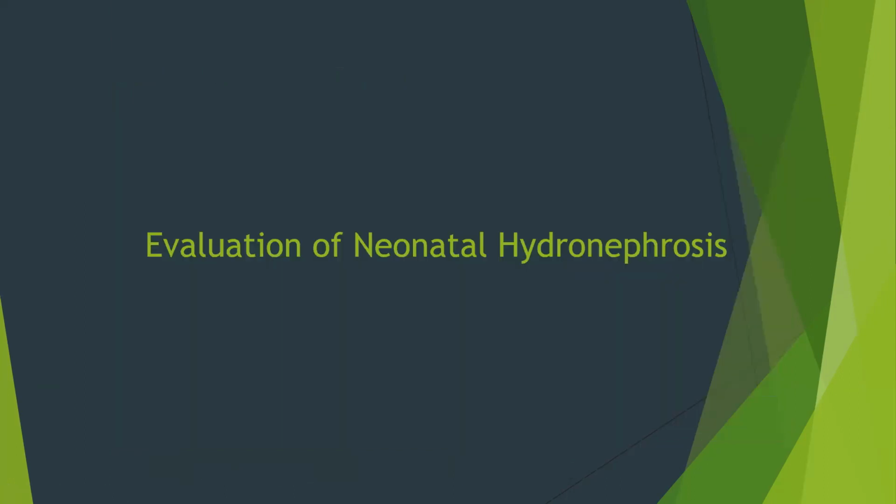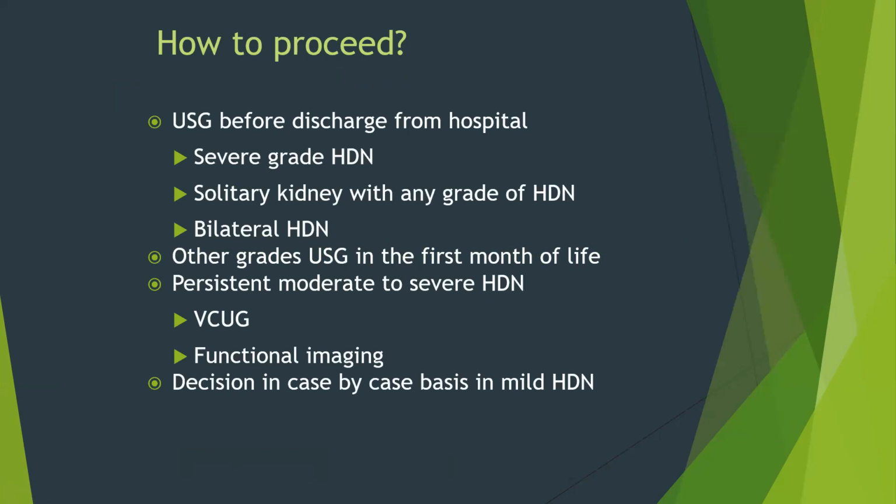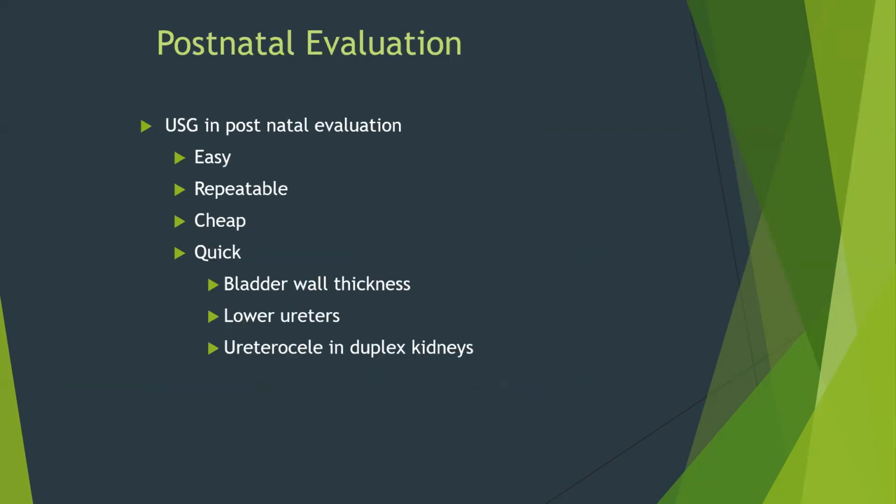Talking about the evaluation of neonatal hydronephrosis, how to proceed with a child who presents with neonatal hydronephrosis. We need to do an ultrasound before discharge from the hospital in case he or she has severe grade hydronephrosis, or a solitary kidney with any grade of hydronephrosis, or bilateral hydronephrosis. In other grades, ultrasound is required in the first month of life. In cases of persistent moderate to severe hydronephrosis, DRCG or VCUG and functional imaging are the modality of choice. And the decision is made on a case-by-case basis in mild hydronephrosis.